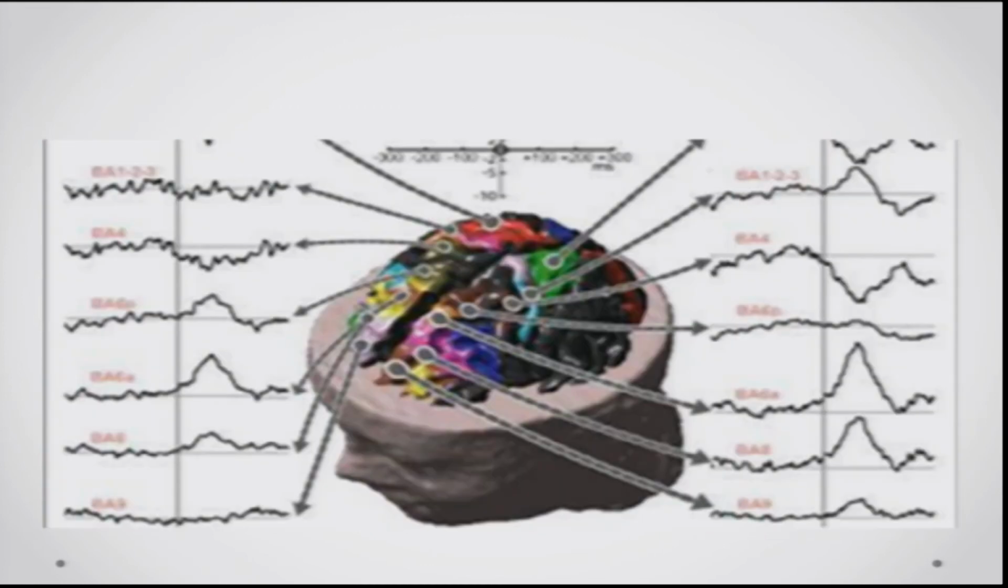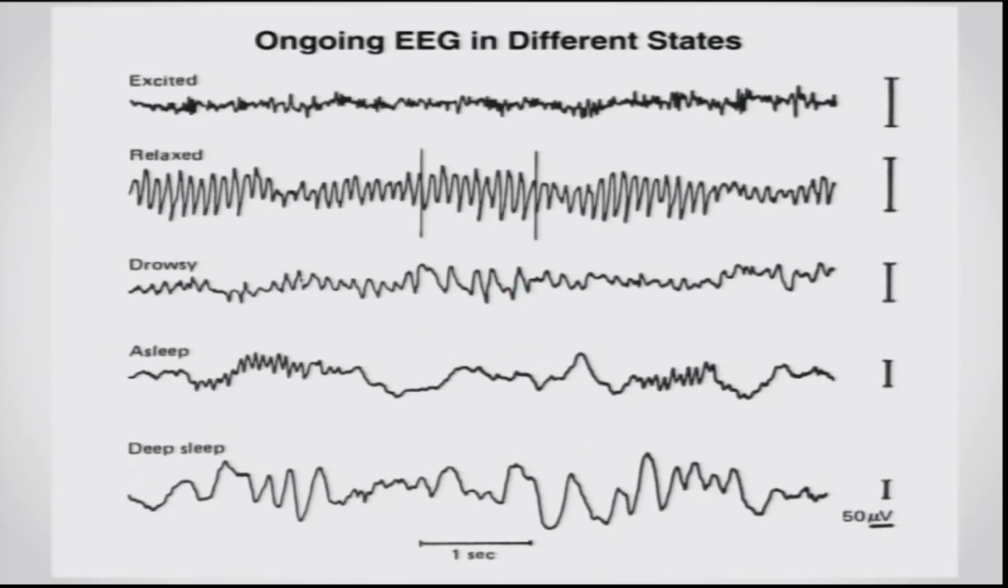And this is the type of waves which you get from various areas of the brain. So, ongoing EEG in different states is like this: this is an excited state, this is a relaxed state, drowsy. If you can make out, when you are actually using your brain and working, the brain waves go fast. When you are relaxed, it slows down. When you are drowsy, it slows down further. When you are sleeping, it really slows down with a bit of increased activity, and this is deep sleep.